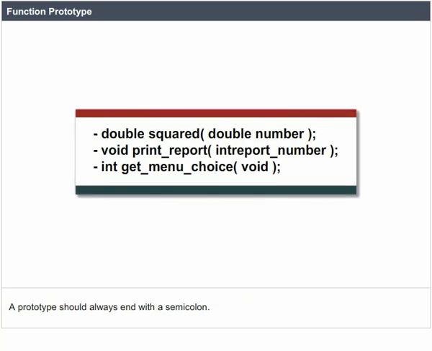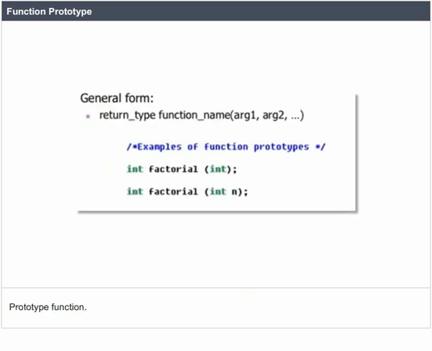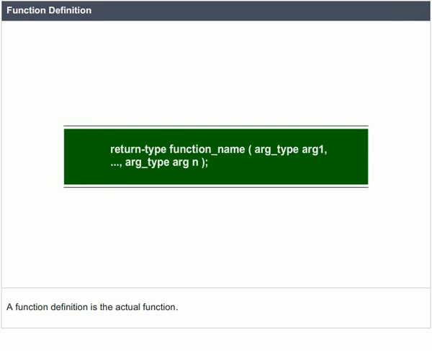Examples: double square(double number); void print_report(int report_number); int get_menu_choice(void); Prototype function. Function definition. A function definition is the actual function.